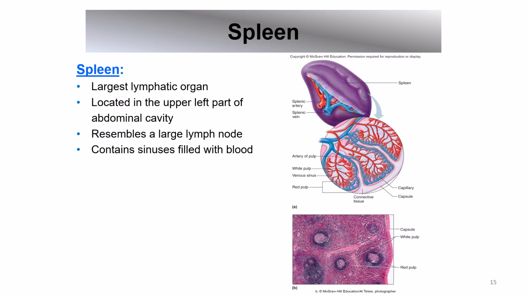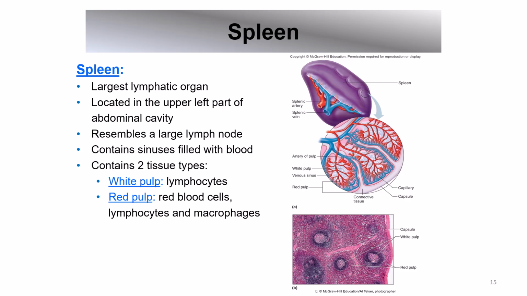Here, it's got these regions called the sinuses that fill with blood. Now, in the spleen, there are these two tissue types. There's the white pulp. White pulp regions contain lymphocytes. So think lymphocytes are white blood cells, so the white pulp contains mostly white blood cells. But then the red pulp, for this one, there are red blood cells in these parts, but you can also find lymphocytes, macrophages as well.